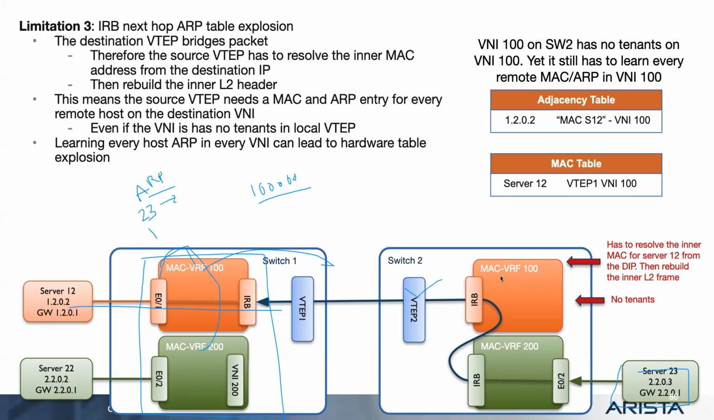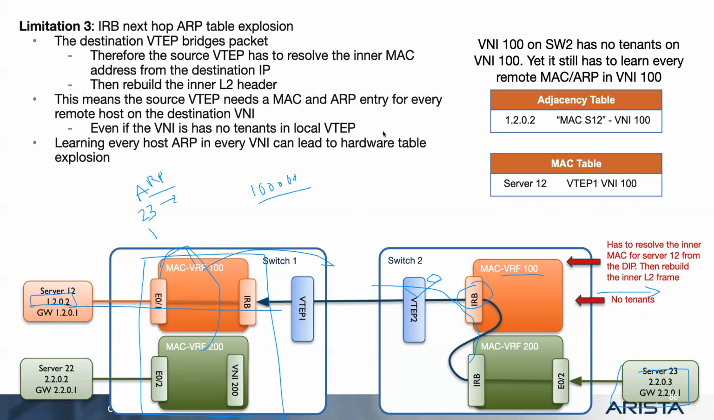So even though this VTEP doesn't have any VLAN 100 hosts, it still has to learn ARP for all the VLAN 100 hosts which are behind the other VTEPs. This VTEP still has to learn ARP for this host, to send the reverse packet. So basically it's the same as the MAC table. You need to have that much capacity in the ARP table.